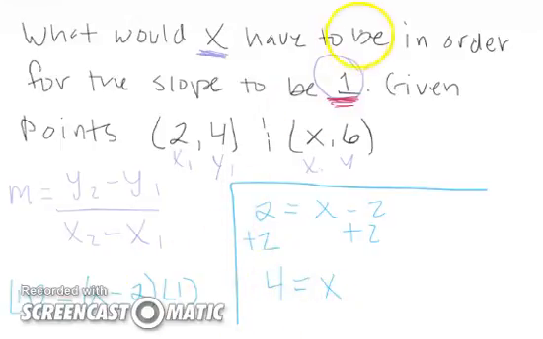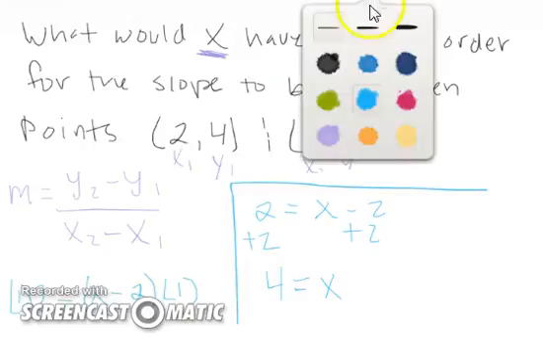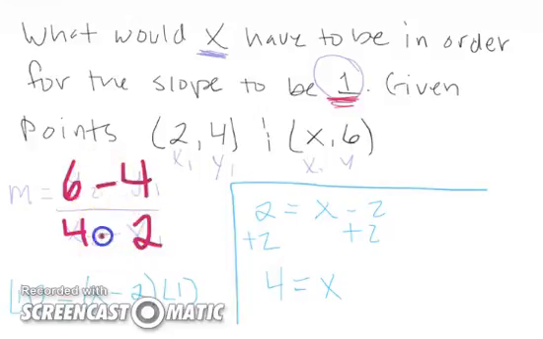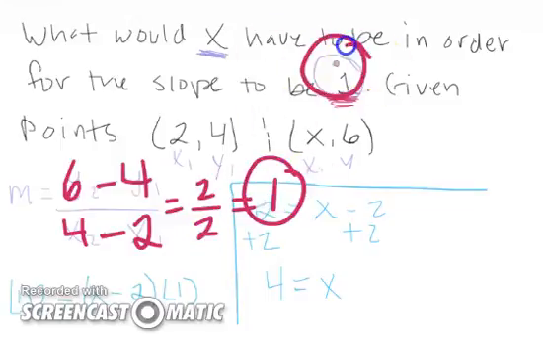I know this is true because if I plug this in, y1 would become 4, y2 would be 6, x2 would be 4 because that's what we solved it to be, and x1 would be 2. 6 minus 4 is 2 over 2. 2 over 2 is equal to 1. 1 equals 1, so that's how we know it's true. Go back and check that one carefully.